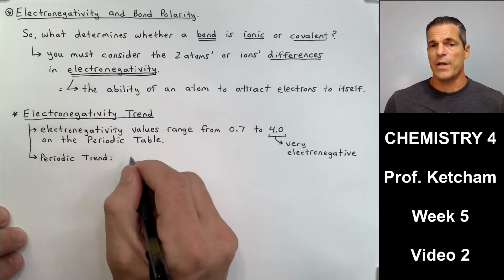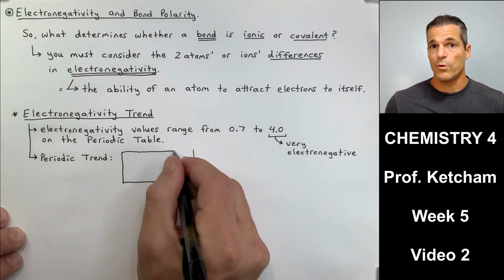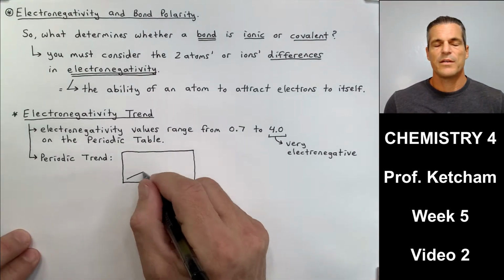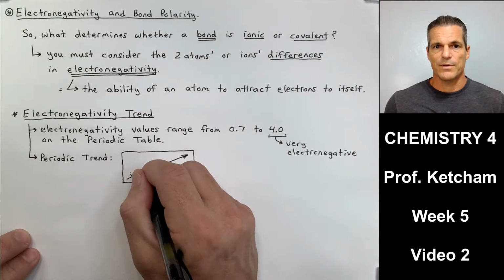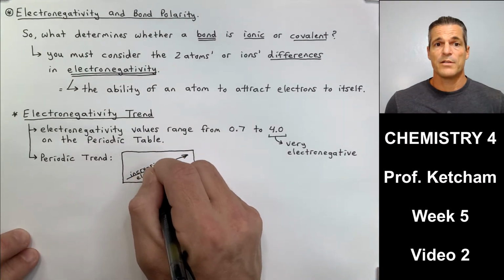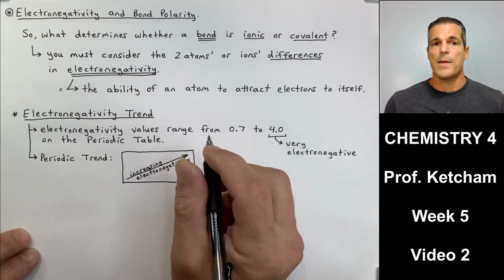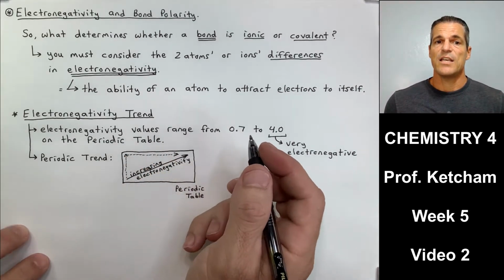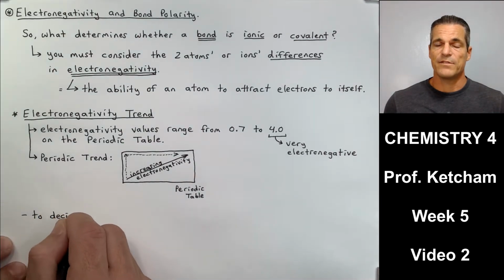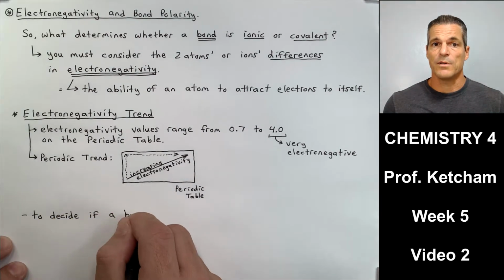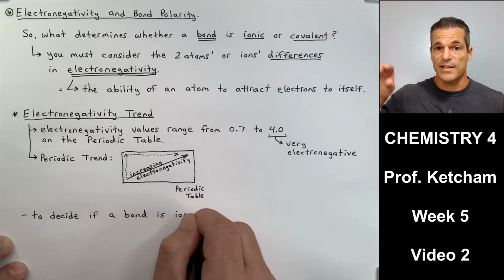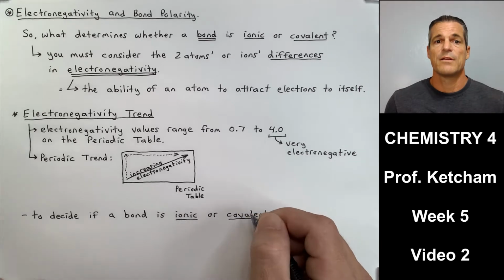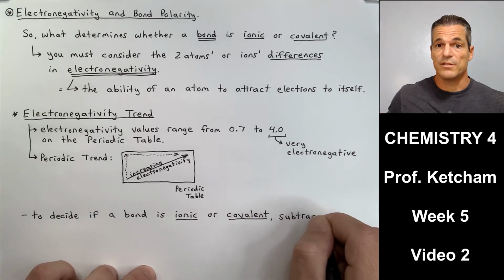Electronegativity values range from 0.7 all the way up to 4.0 for fluorine. So 4.0 is very electronegative. You don't have to remember all the individual numbers, 0.7 through 4.0. You just have to know the trend. And I've drawn a little periodic table here, and you can see that electronegativity increases from bottom left to top right of the periodic table. I mentioned 4.0 is the highest. That's up there at the top right. Now the noble gases are not very electronegative, but the fluorine, the halogens are.